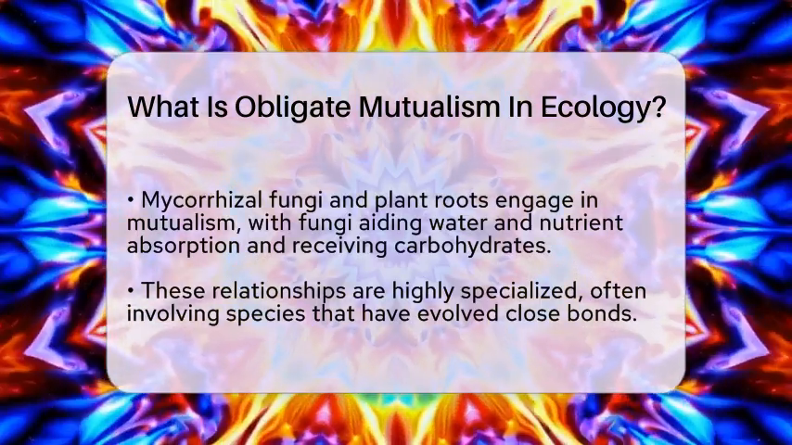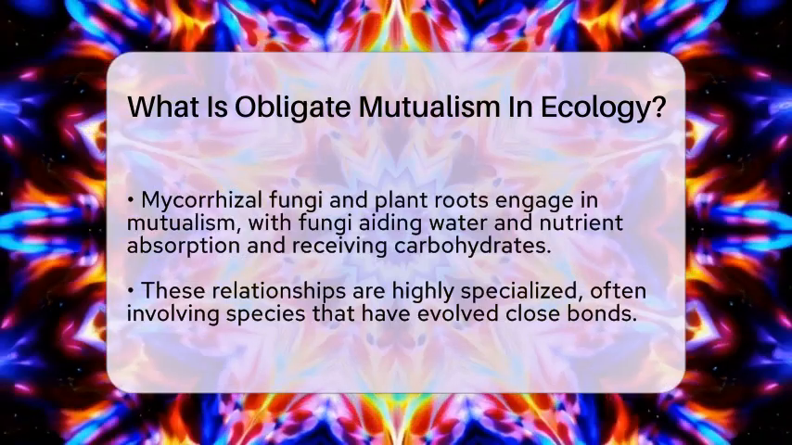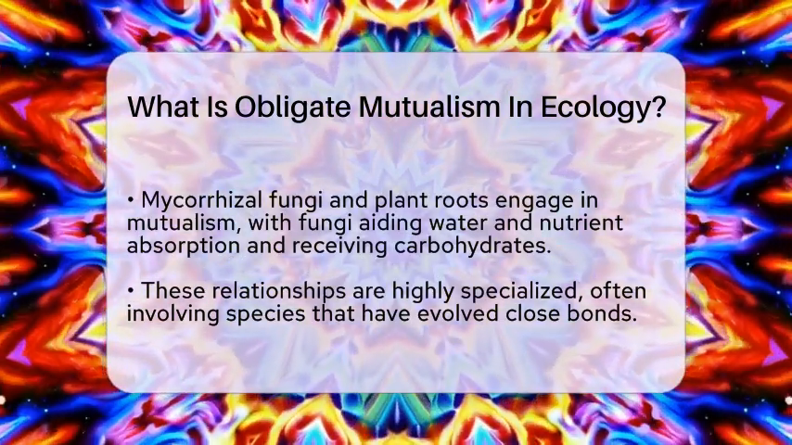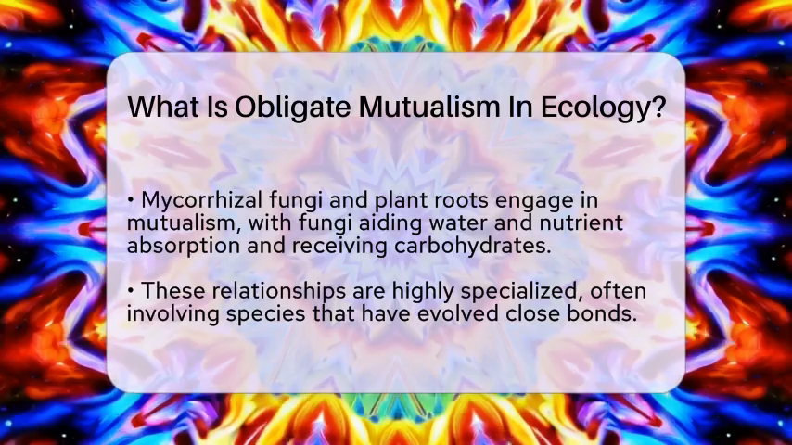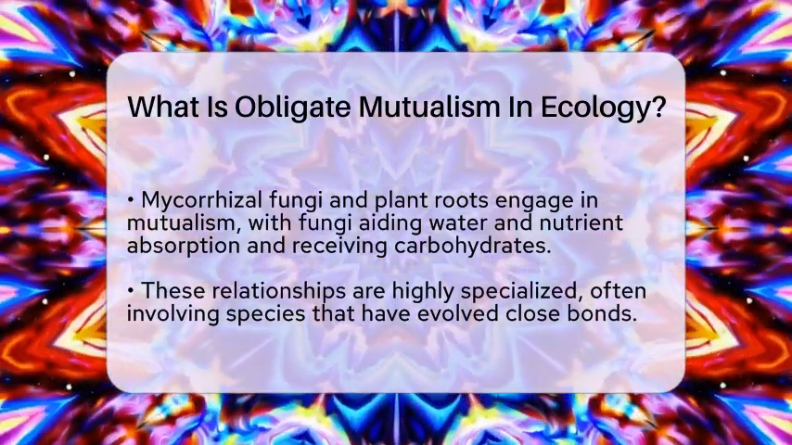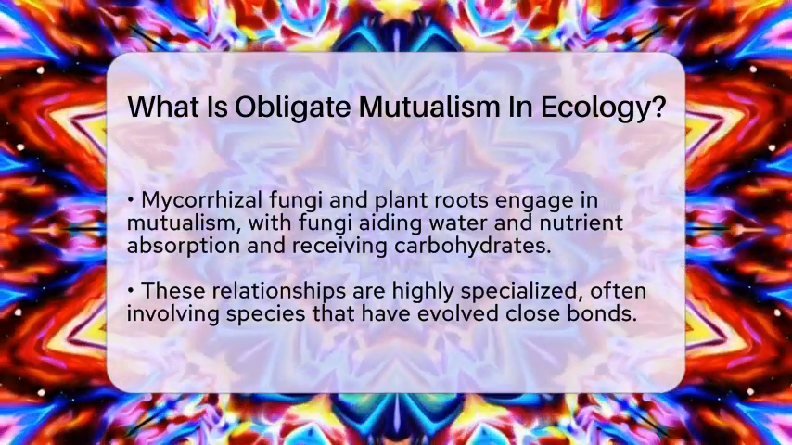Ants and acacia trees form another close bond. The ants live in the tree's thorns and feed on nectar. In return, they defend the tree from herbivores and competing plants. The ants rely on the acacia for food and shelter, and the tree depends on the ants for protection.